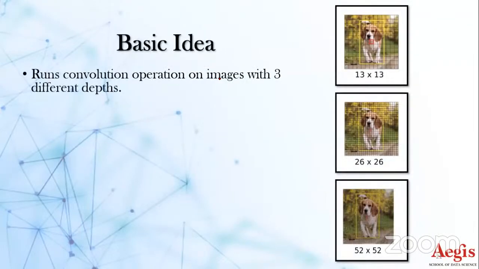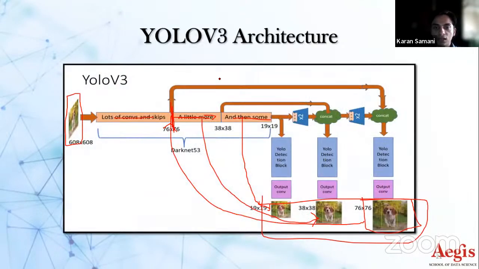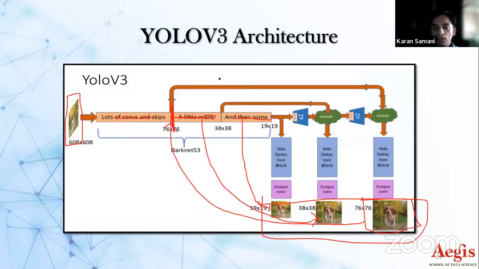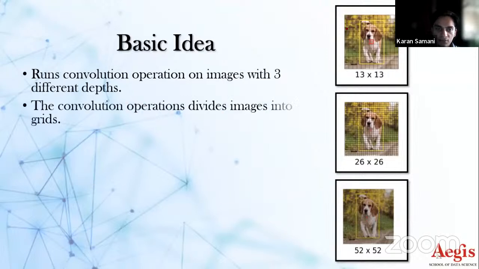Okay, so let's see what the basic idea behind this operation that I talked about is. The basic idea is that it runs the convolution operation on images at 3 different depths. These 76 by 76, 38 by 38, 19 sizes are nothing but the image depth. Every time, it runs the convolution operation at 3 different image depths. That is why it is called You Only Look Once, and prediction happens in one go.